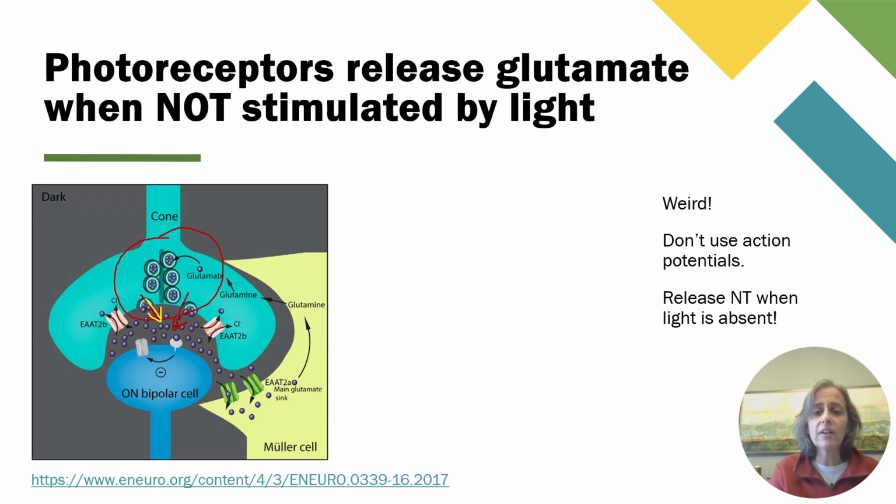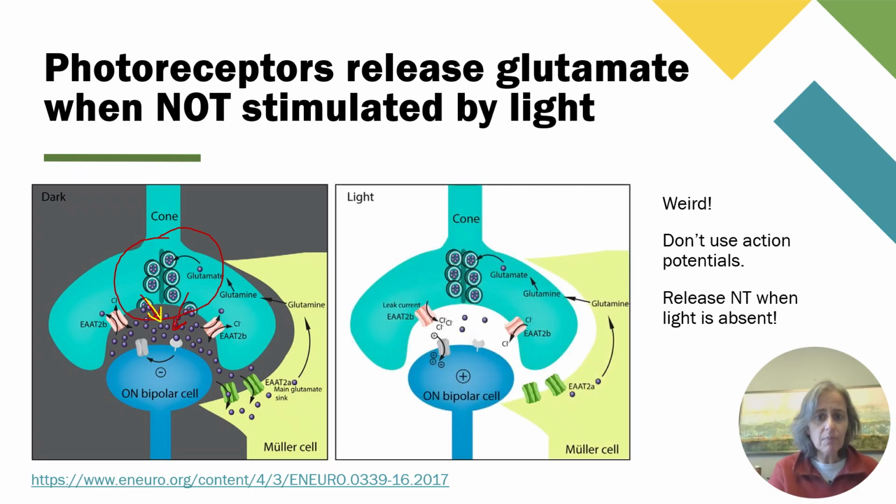Okay, so in the dark, photoreceptors release glutamate. And then when they are stimulated by whichever wavelength of light they respond to, depending on if they're a rod or a cone and which color cone, then they release less. So you can see under the light conditions here, there is much less neurotransmitter being released to the next cell downstream, which is a bipolar cell. So it's kind of interesting that these cells don't use action potentials. Instead, they release glutamate in the absence of light stimulus, and they release less glutamate when they are stimulated by their specific frequencies of light.